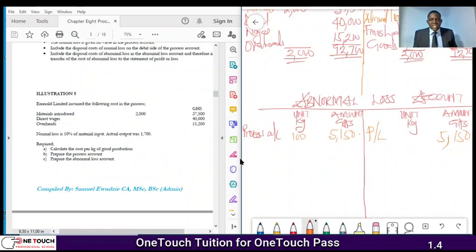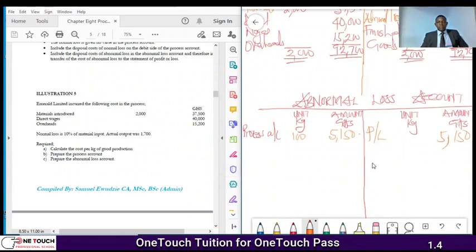So at the end of the day, this is how the abnormal loss account will look. Here it is the loss that we are after. We are not after the unit, we are after the value of the loss. So this is how abnormal loss is accounted for where it cannot be scrapped. If it were to be scrapped, then the value realized will be used to reduce the loss. So we credit this account to scrap and go and debit scrap.